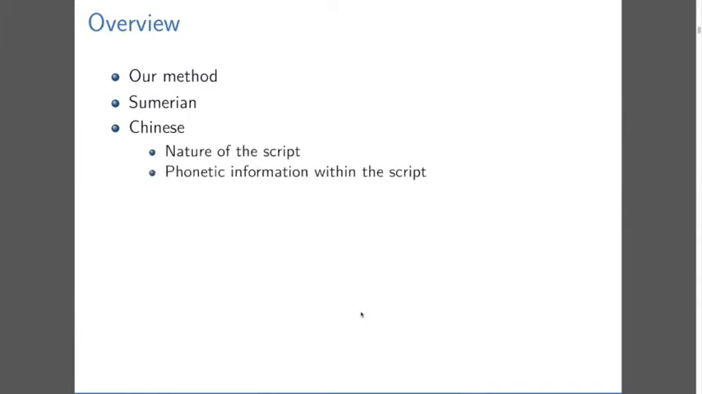So, how Chinese used to sound: the challenges of an opaque writing system in the study of historical phonology. Just to give you an overview of the talk, first I will make a very brief methodological orientation. Then I will touch on Sumerian as a sort of comparandum, then look at Chinese. And when it comes to Chinese, discuss the nature of the script, phonetic information contained within the structure of the script, phonetic information from external sources, and that will be it.